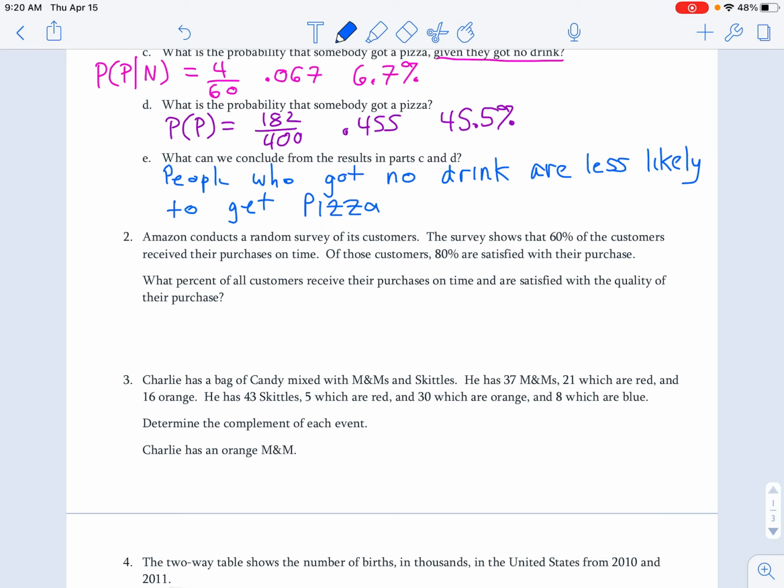Amazon conducts a random survey of its customers. This Amazon comes to my house just about every other day. My wife's always buying something from them. I think Jeff Bezos has my address memorized.